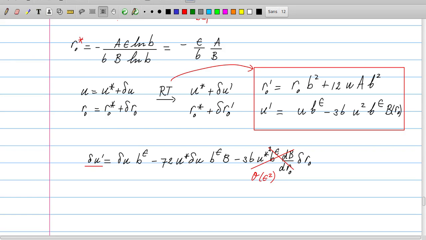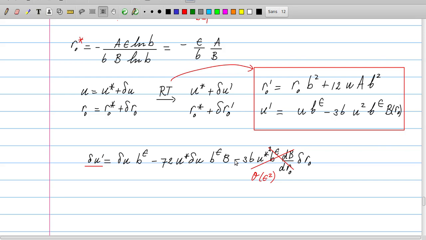It's rather straightforward. If we change this u by a small amount delta u, and we change also the r0 by a small amount delta r0, what is then the change in this u primed? So that is the delta u primed. Well, first of all, we get a delta u multiplied by b to the power epsilon. And then, because there is a term u squared here, we have 2 times u star times delta u multiplied by b to the power epsilon b.